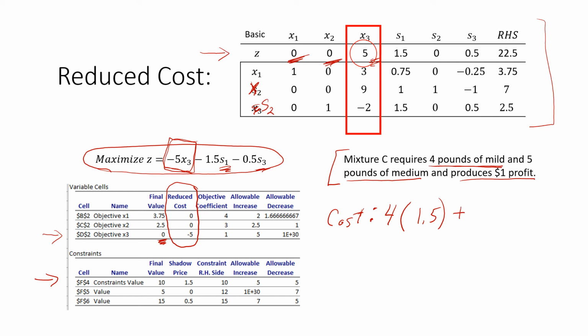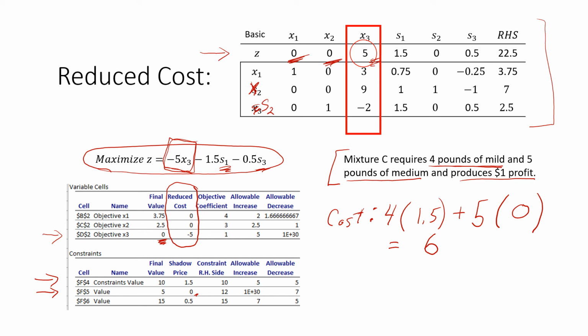The cost of producing that also requires 5 pounds of our medium blend coffee beans. Well, what is medium coffee bean worth? What's the shadow value of medium blend coffee bean? That was our second constraint. Our shadow price was 0. So our cost is 4 times 1.5, which is 6.